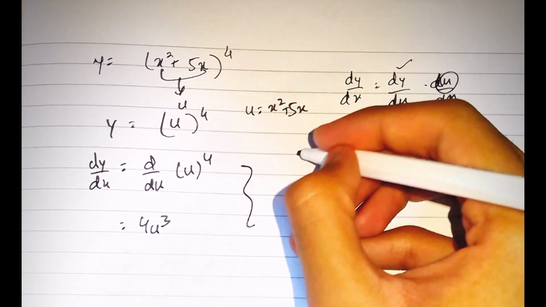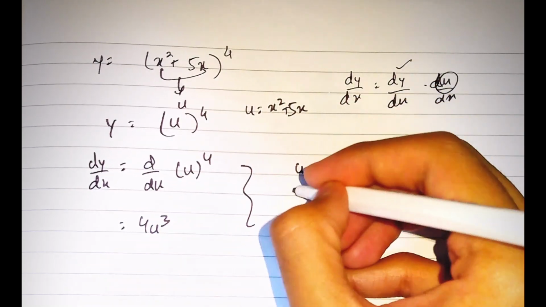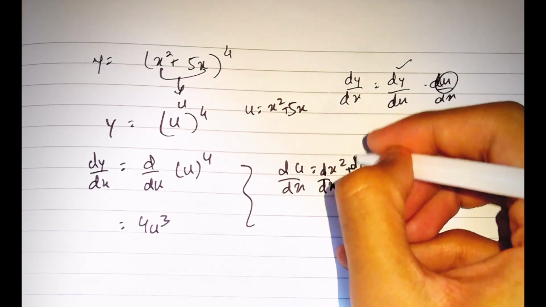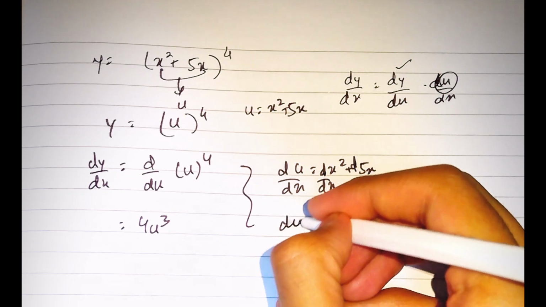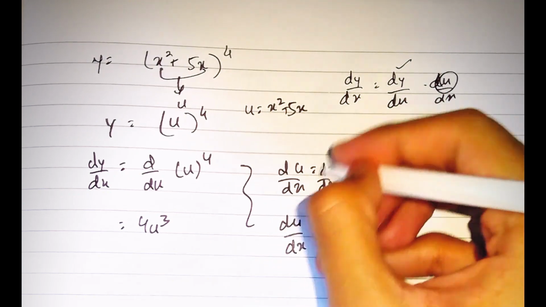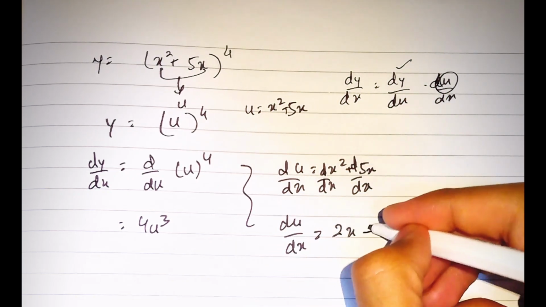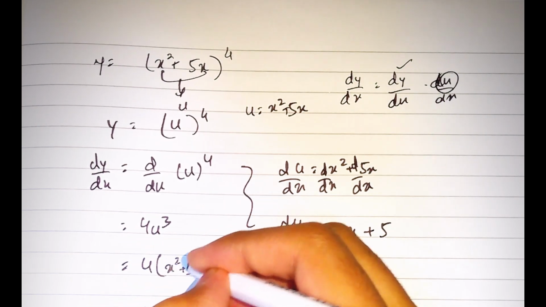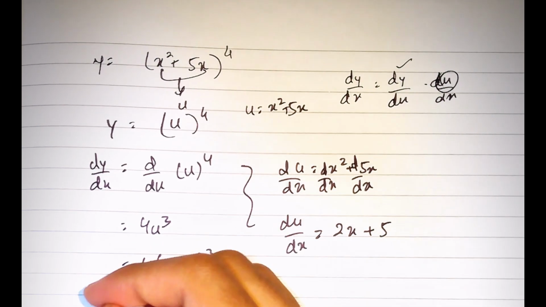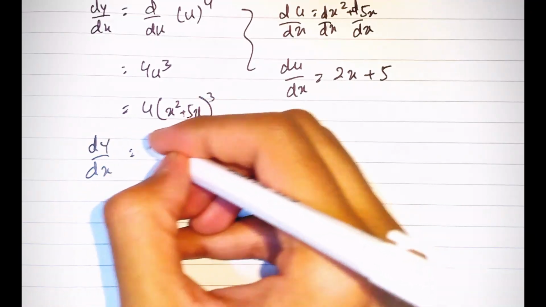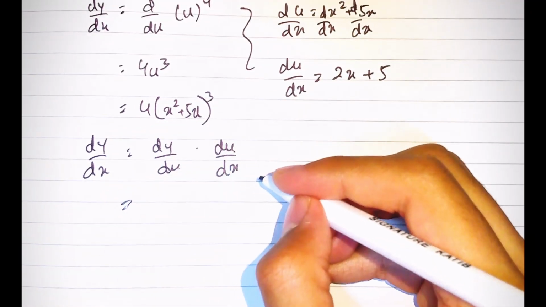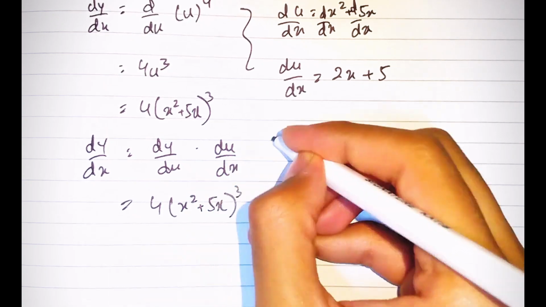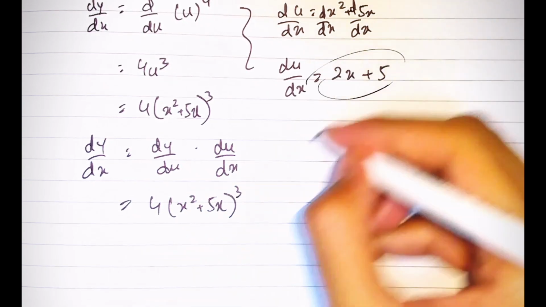Now the derivative of u with respect to x, and let's just apply the differentials, d by dx. So du by dx will actually be equal to derivative of x squared would be 2x, derivative of 5x would be 5. Let's just put back the value of u, so we have (x squared plus 5x) power 3. Now let's put these things into the chain rule. So we have dy by du, so the derivative of y with respect to u was actually 4(x squared plus 5x) power 3, and the derivative of u with respect to x was 2x plus 5.